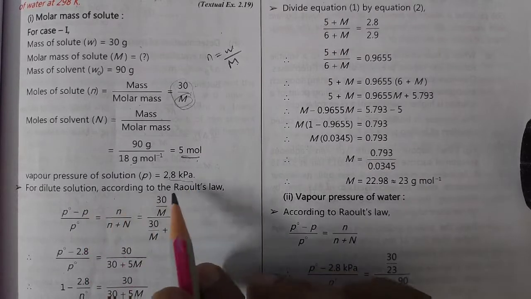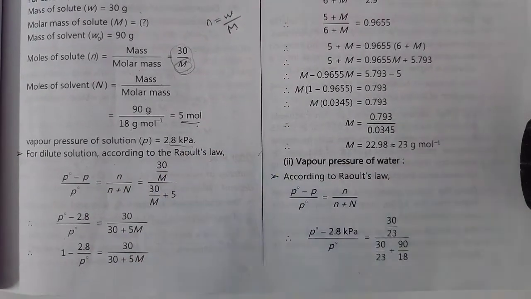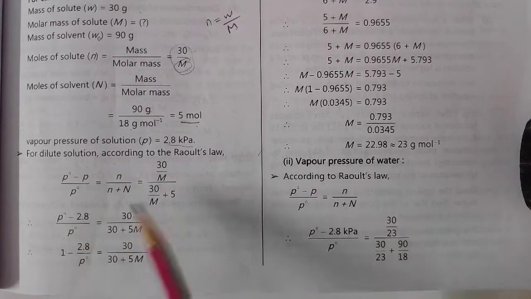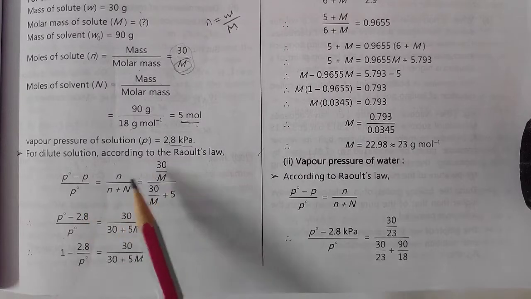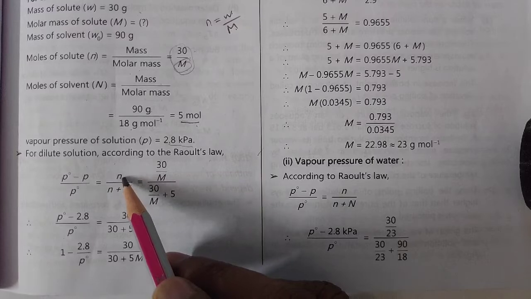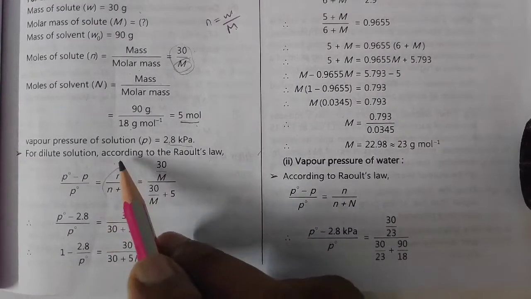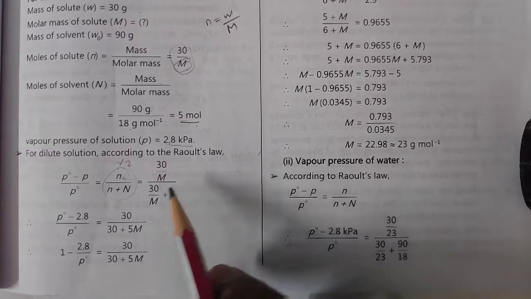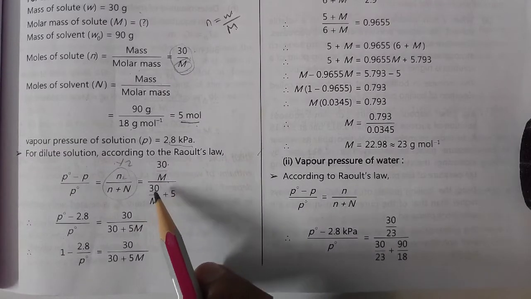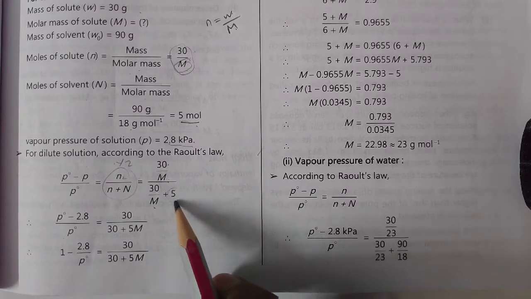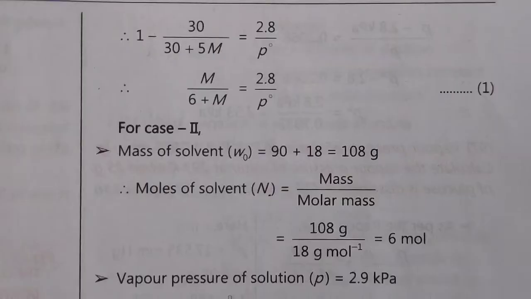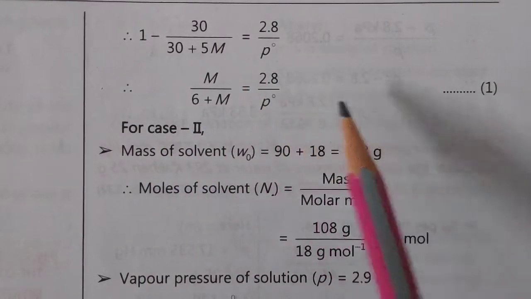So for a dilute solution according to Raoult's law, this is the formula for relative lowering of vapor pressure. I will substitute all the values. If you don't understand, you can write n1 or n2, n2 by n1 plus n2, or this whole part is equal to x2 if you remember. So you can see 30 by M, that is moles of solute, and n1 plus n2, where 5 moles of water is what we got. You simplify this, and after simplifying we get this as equation 1.